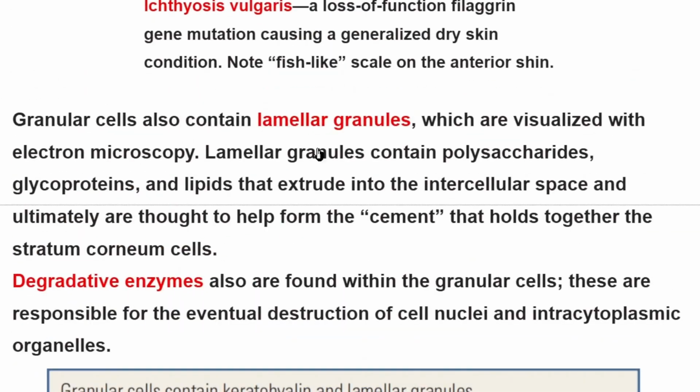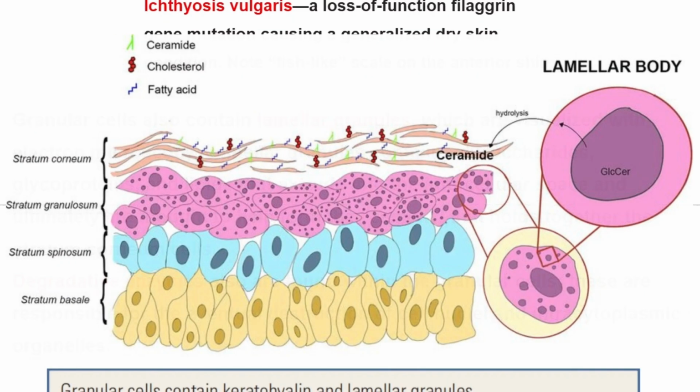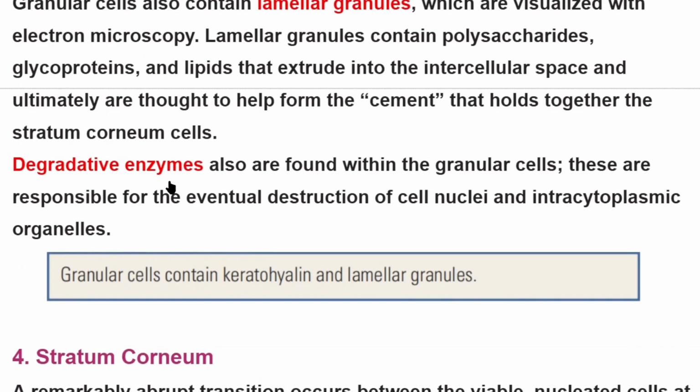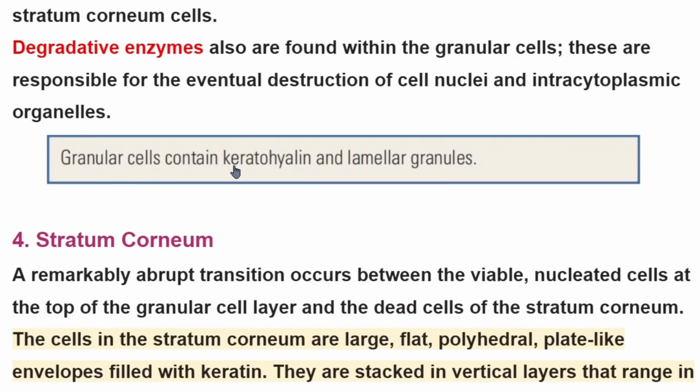Granular cells also contain lamellar granules, which are visualized with electron microscopy. Lamellar granules contain polysaccharides, glycoproteins, and lipids that extrude into the intercellular space and ultimately are thought to help form the cement that holds together the stratum corneum cells. Degradative enzymes also are found within the granular cells. These are responsible for the eventual destruction of cell nuclei and intracytoplasmic organelles. Point: granular cells contain keratohyalin and lamellar granules.